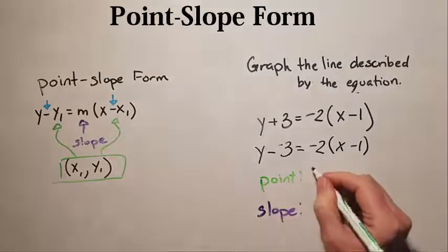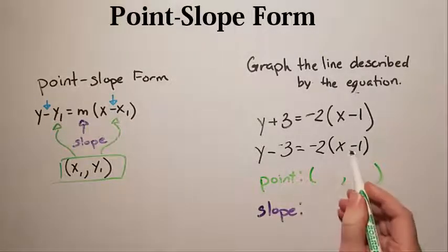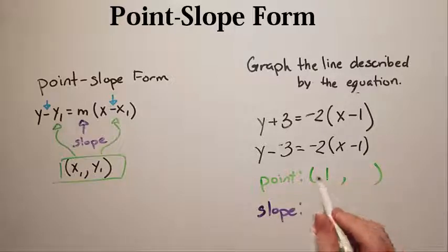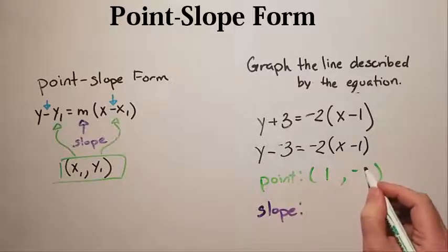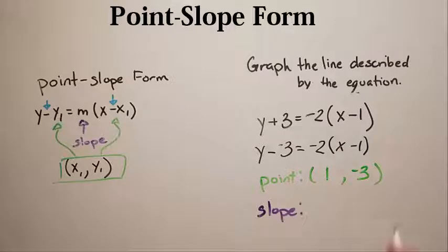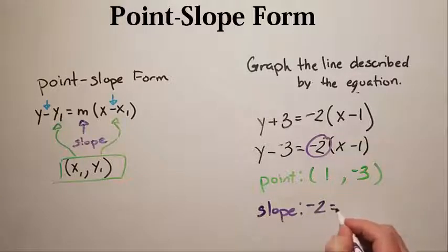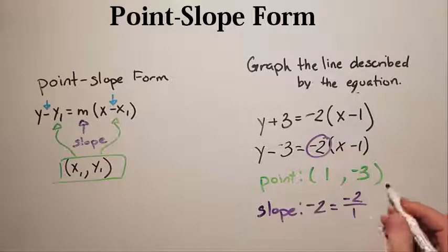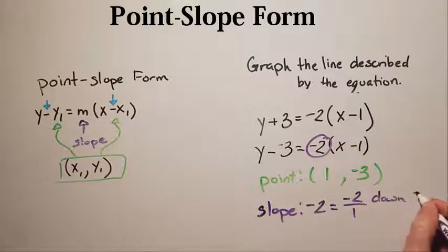So the point, it is an xy coordinate point. I'm subtracting the x, so I'm subtracting 1. I'm subtracting the y, so I'm subtracting a negative 3. The slope is the number in front of the parentheses, so my slope is a negative 2. But slope needs to be a fraction. You make a whole number a fraction by putting it over 1. The numerator is a negative 2, which means I am moving down 2, and it is over 1.